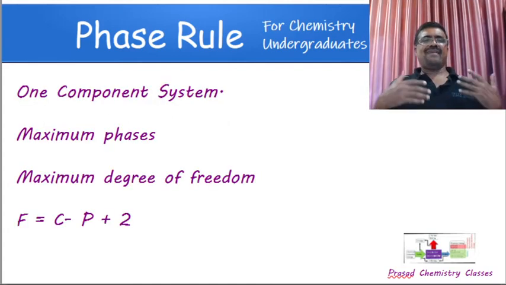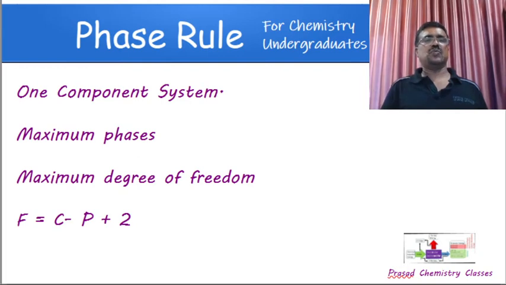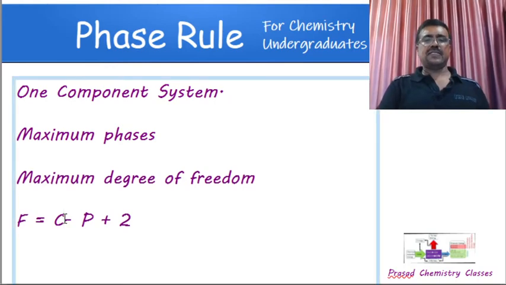Now we can apply this phase rule to different systems. One component systems we can take. The equation is the same: F is equal to C minus P plus 2. We can know what is the maximum number of phases that can coexist in a one component system. In a one component system, the number of components is put as 1, then suppose degree of freedom, I put it as 0.